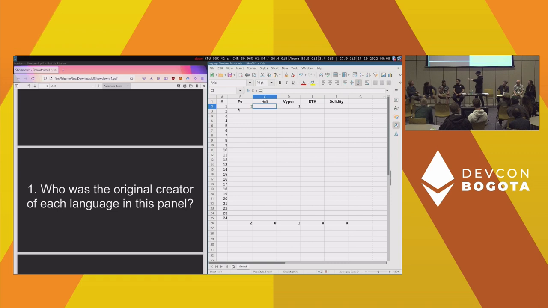Okay, next one. All right. On the list: Solidity, no idea. Vyper, Vitalik. Huff, Zach Williamson. ETK, no idea. Fe, no idea. You, sir: Vyper is Vitalik, Solidity is Gav and Wood, I believe, and Fe is David Sanders, but I only wrote David.